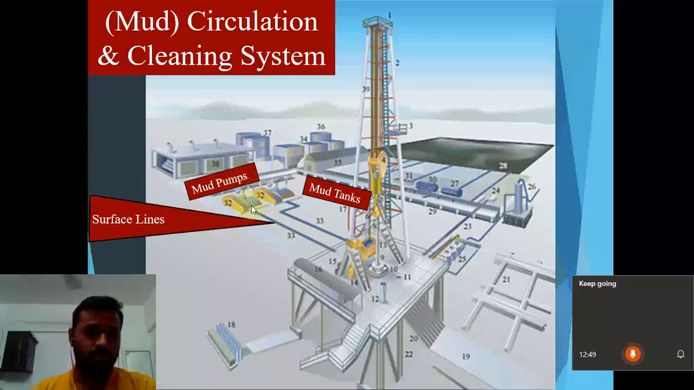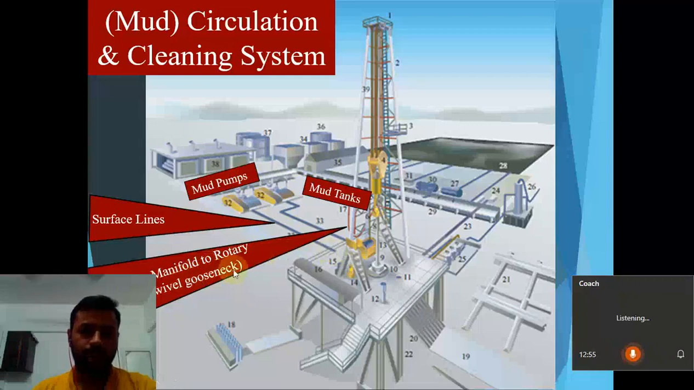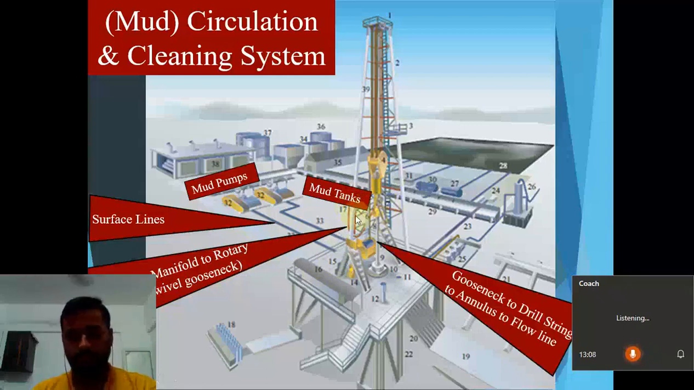From there, the mud will go through the surface lines. It will travel through the standpipe manifold to go to the mast. From there, it will go through a rubber hose to the gooseneck on the swivel. From there, it will go down the drill pipe, the drill string. It will flow down to the bit, to the well bottom, carry the cuttings upward, travel all the way back up the annulus, and come back to the surface at the flow line.